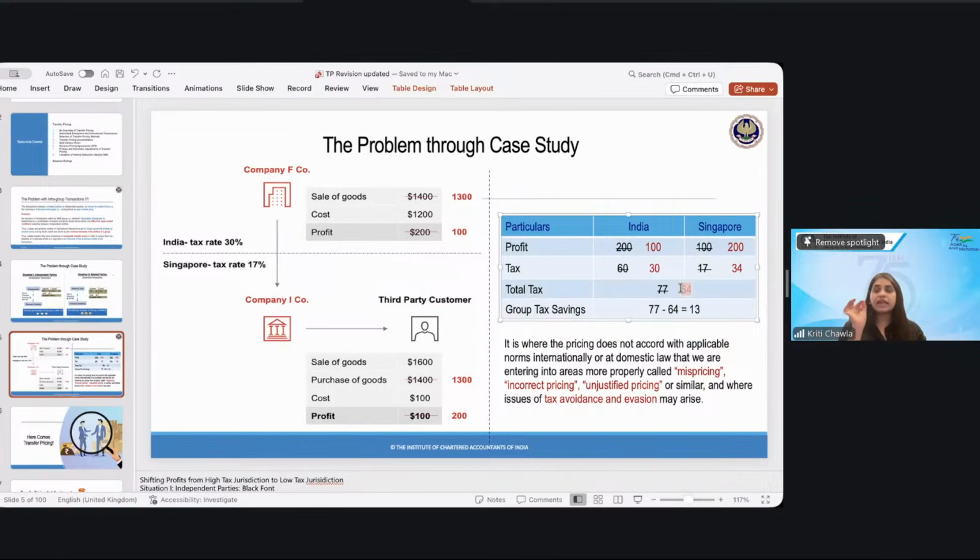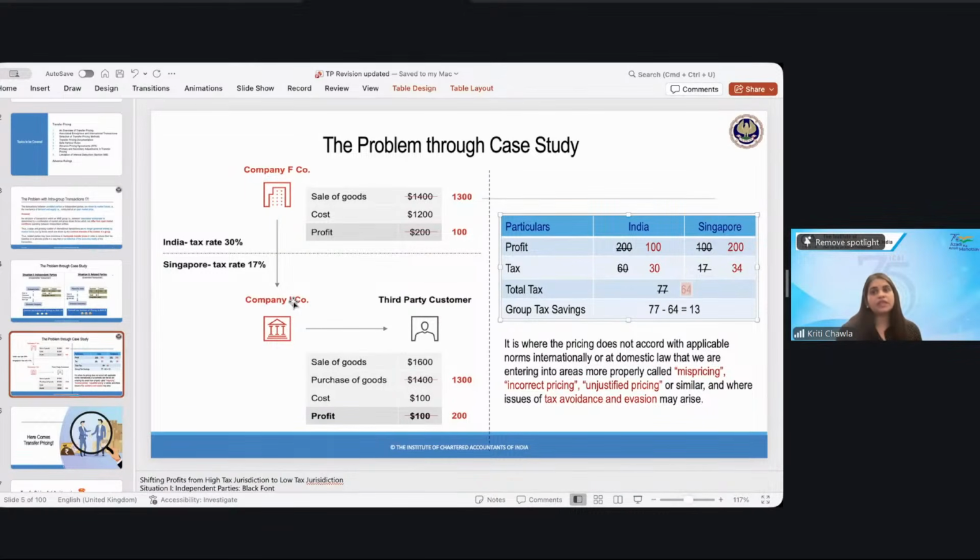It is where this kind of pricing does not accord with applicable international or domestic laws. This is where we enter the area of something called mispricing. This is incorrect pricing. This is unjustified pricing. And this is where tax avoidance actually arises. Now, this is also a classic example of something called base erosion and profit shifting. Shifting the profits from a high tax jurisdiction like India, at 30%, to a low tax jurisdiction like Singapore, which is 17%. So this is really the problem that was happening in related party transactions.